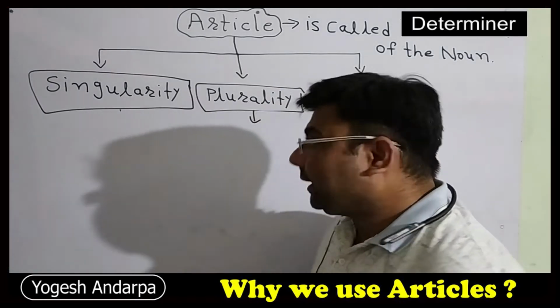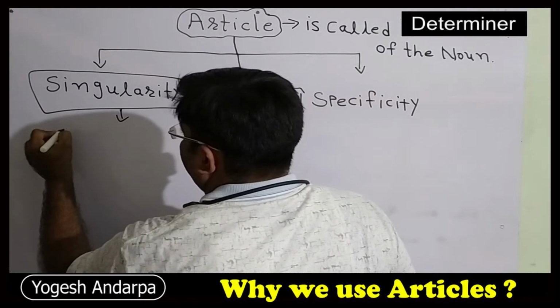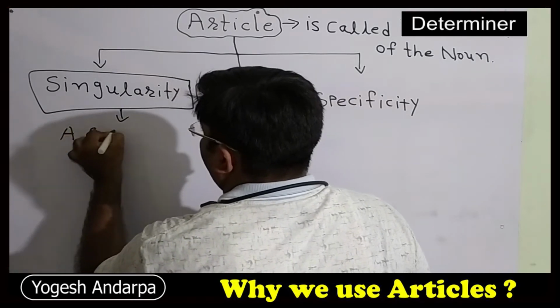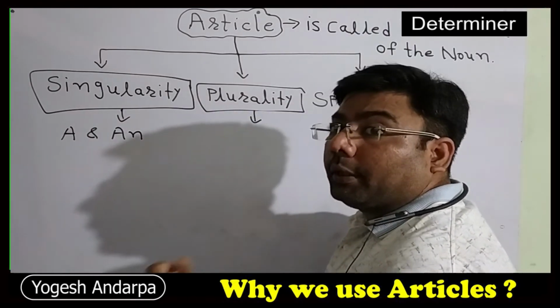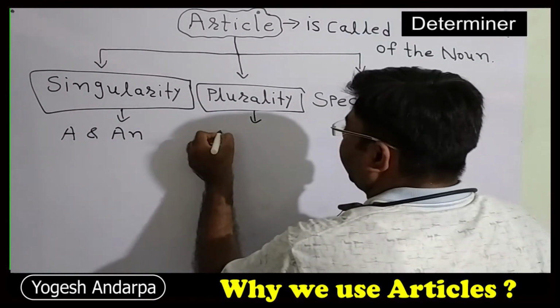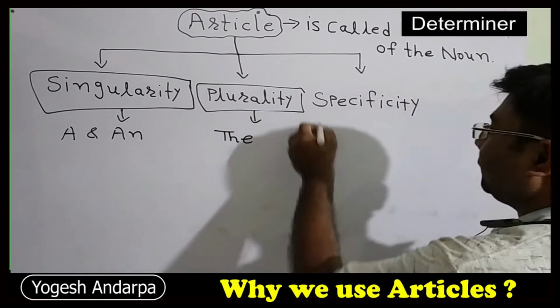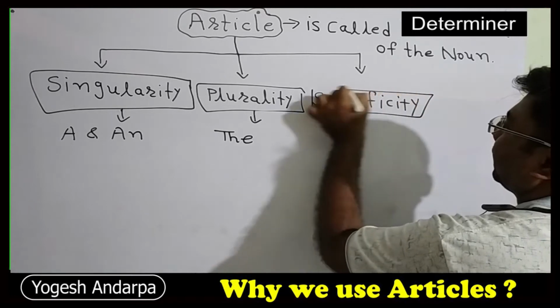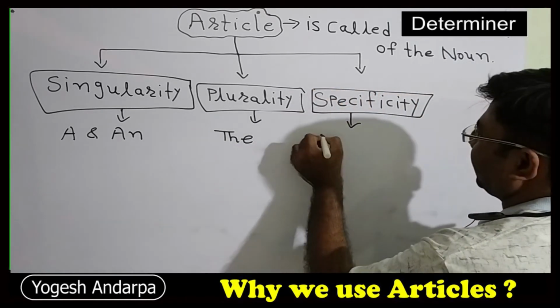To show the singularity, we use two articles, article A and article An. To show the plurality of the noun, we use article the. And the last one, article the is also used to show the specificity.